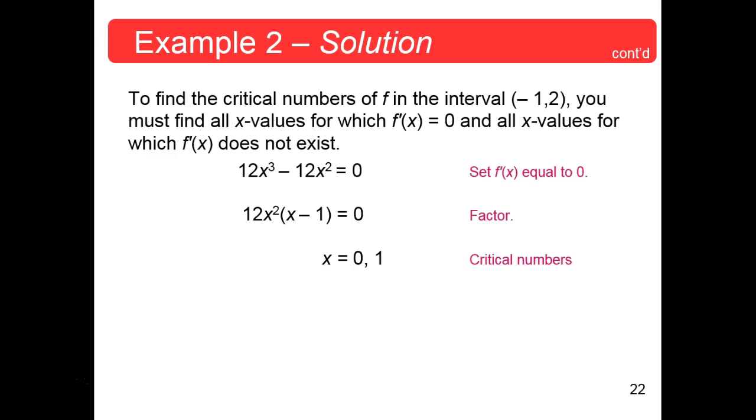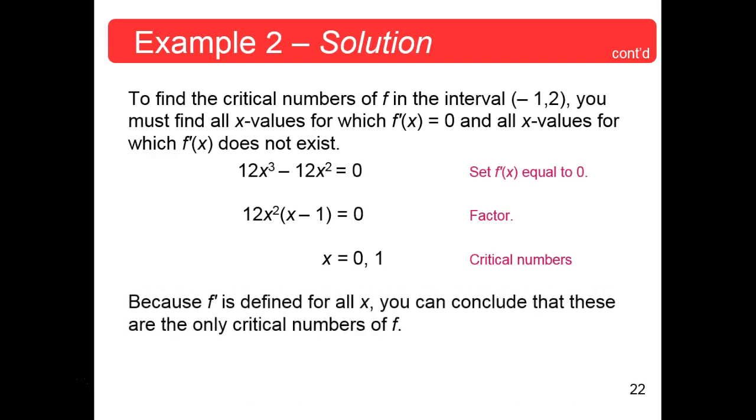So we're going to evaluate f at those two values. If there was some place where the first derivative doesn't exist, evaluate it there as well. Because f prime is defined for all values of x, you can conclude that these are the only two critical numbers of f. And they're both in the interval. I didn't point that out to you before, but we got to make sure.